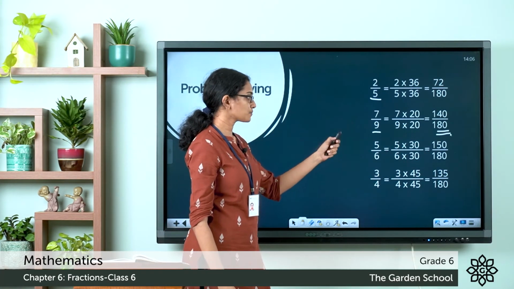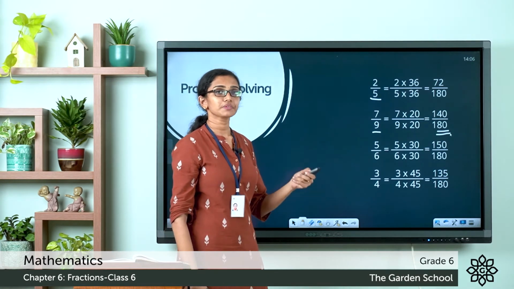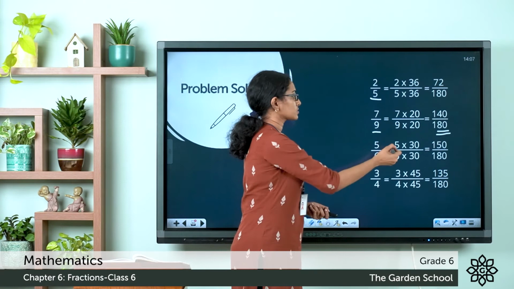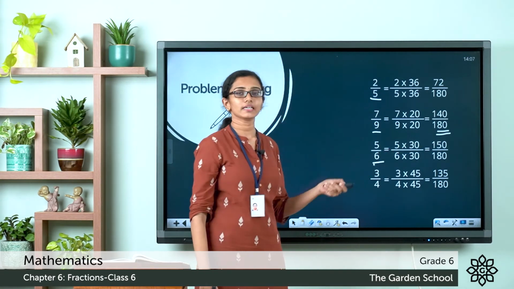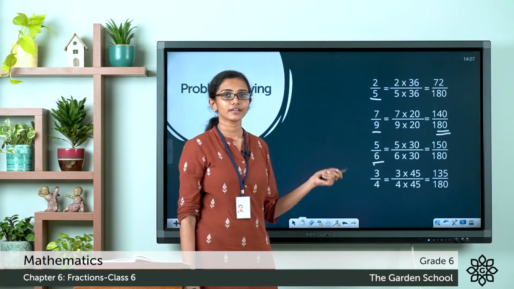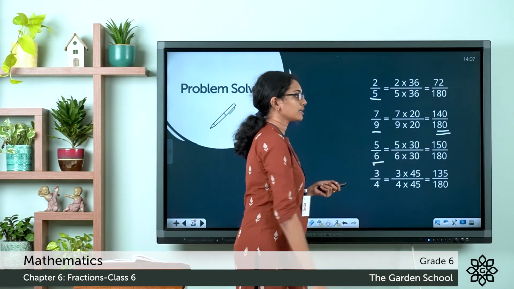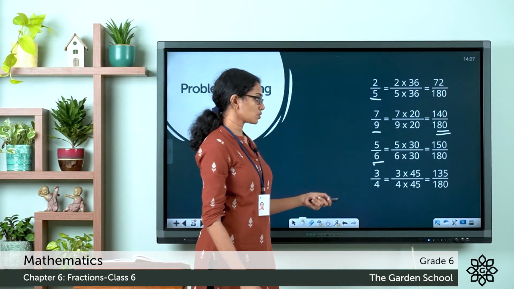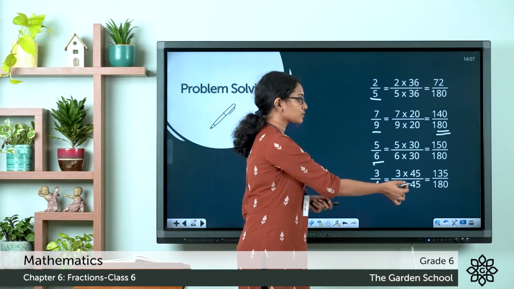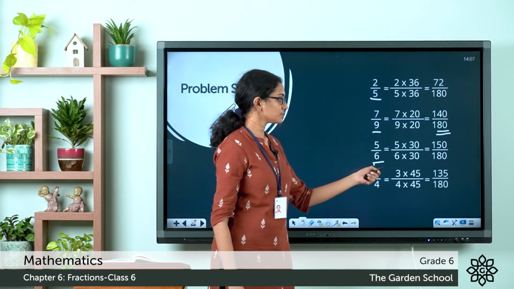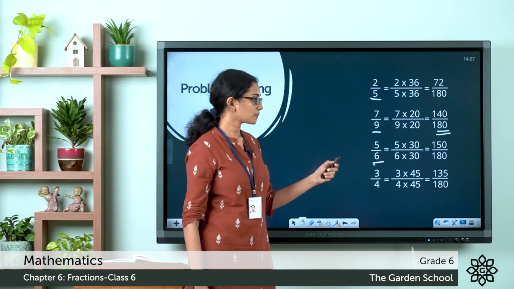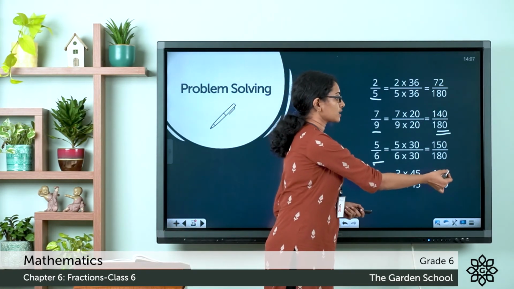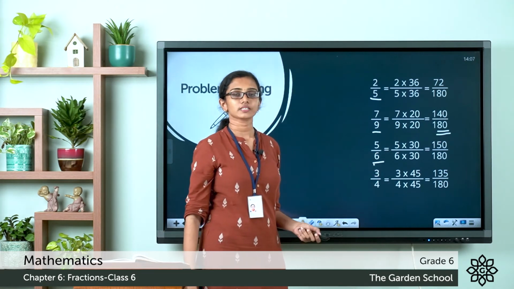Now the next fraction, 5 by 6. The LCM is 180 divided by 6 gives you 30. So this becomes equal to 5 into 30 by 6 into 30, and it gives you 150 by 180. Now the next one, 3 by 4. So 180 divided by 4 gives you 45. So this becomes equal to 3 into 45 by 4 into 45, and you get the fraction 135 by 180.